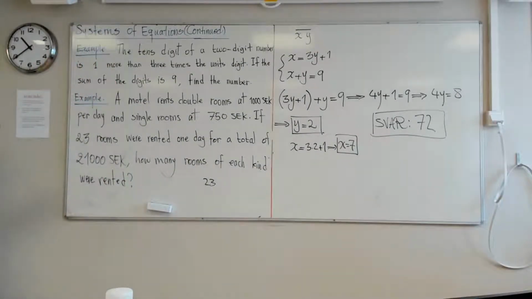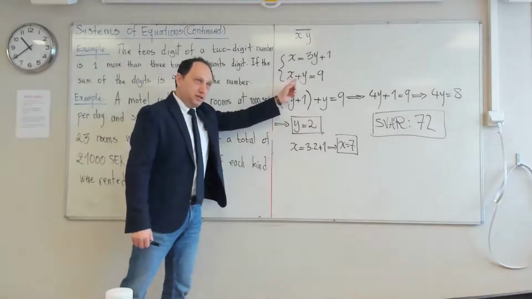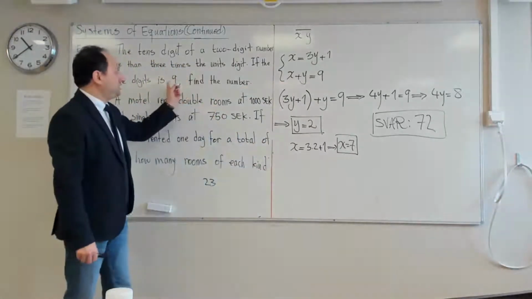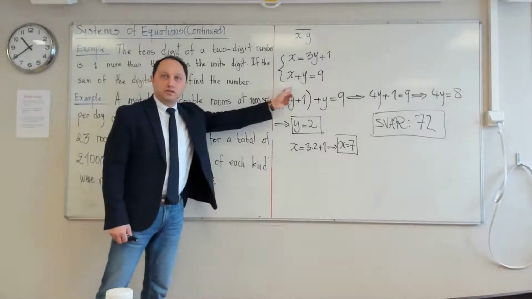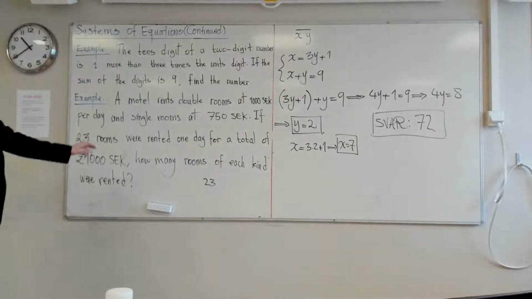So you see that this is the same story. In the previous problem, this was given to you directly and you were supposed to solve. Here, you need to read the text, set up your equation, system of equations, and try to solve it. That's the story. Now let us go to the next problem.